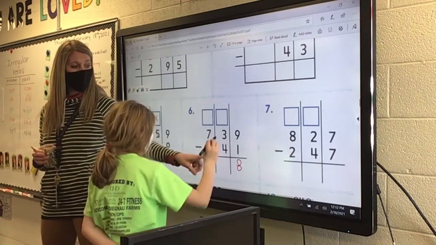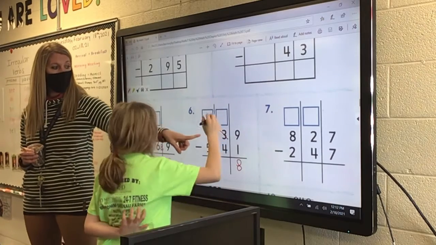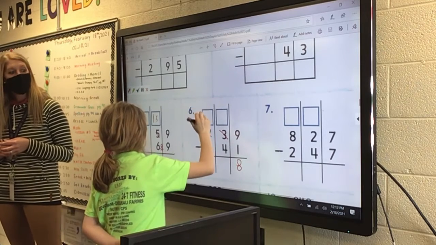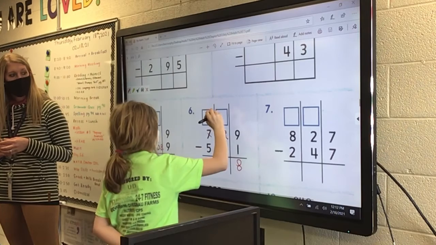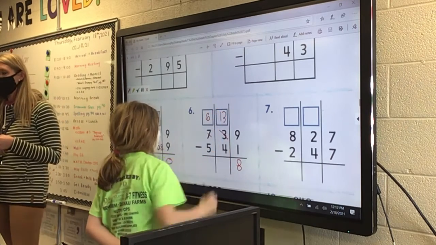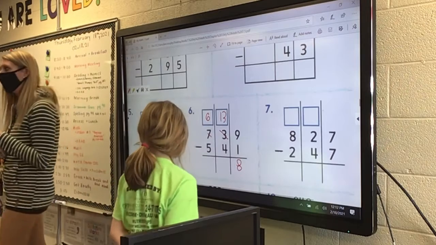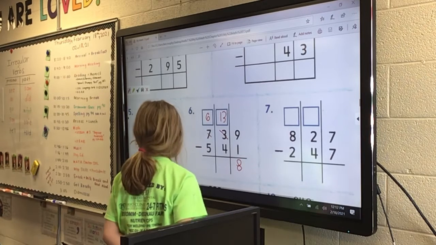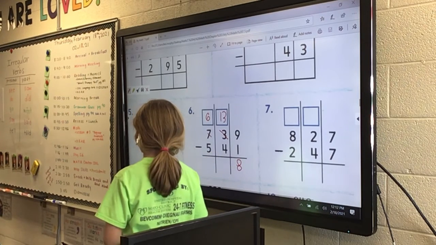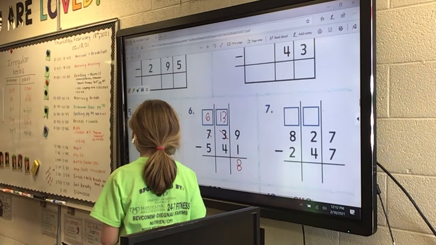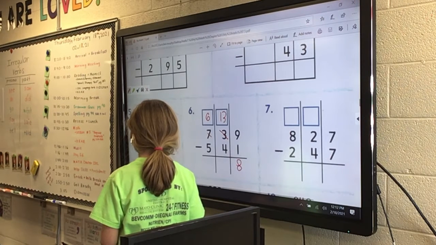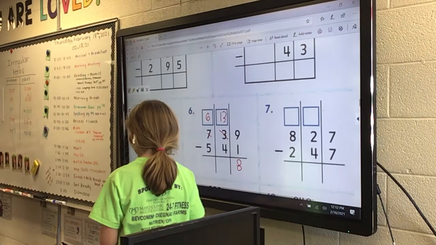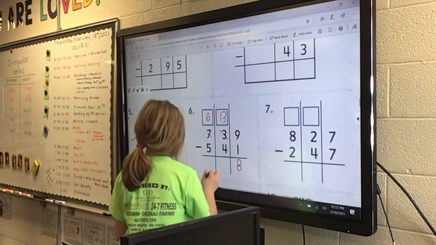Now, Addie, go to the tens. 3 minus 4. Can you do that? No, so bigger bottom, better go borrow from that 7. The 7 becomes a 6. It's okay. And the 3 becomes a 13. Good job, Addie. Now you can do 13 minus 4. What is that, Addie? No. You're close, though. Yes, 9.